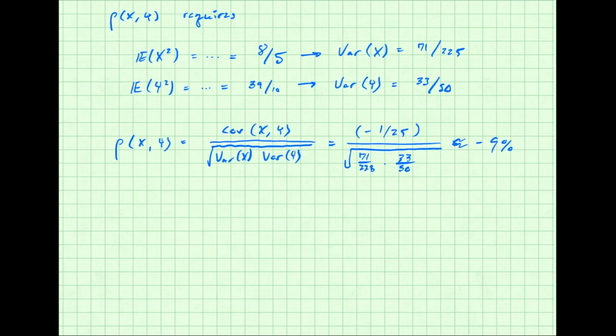So they're anti-correlated with a correlation of magnitude 9%. So that means they're 9% correlated. And that's a significant number because you can't change it by just changing the units of x and y. That's fixed no matter what units you use for x and y.